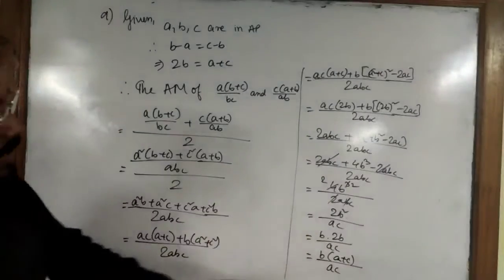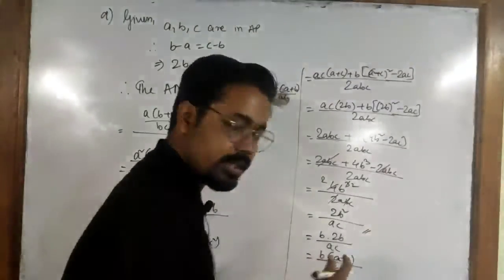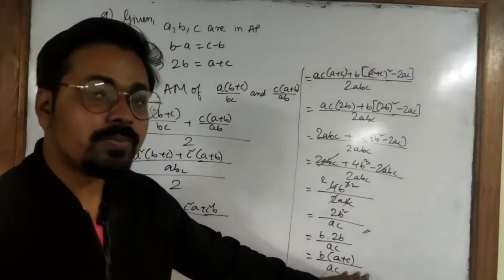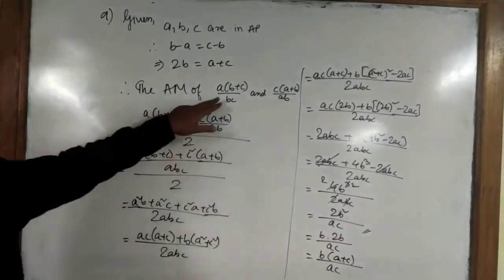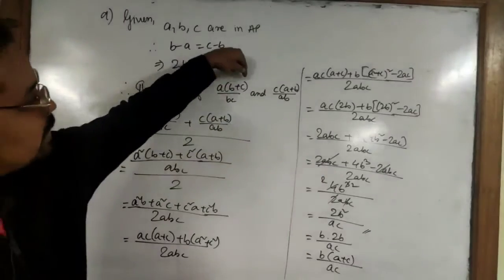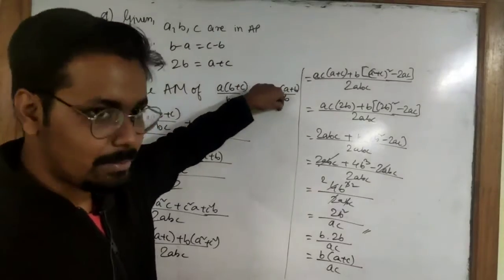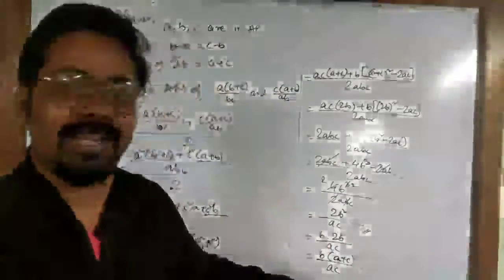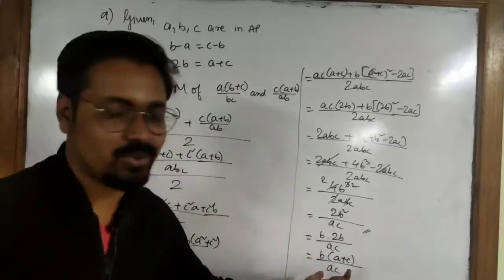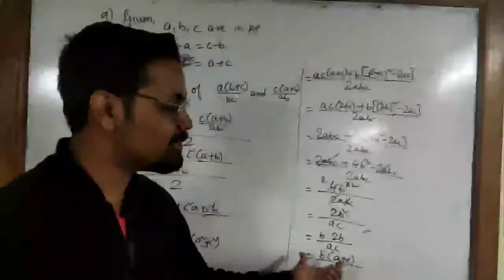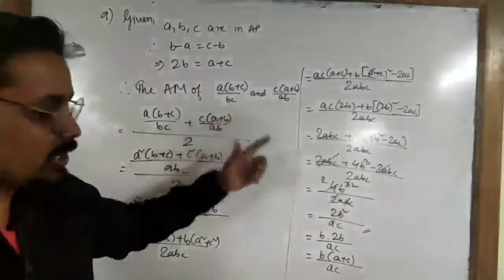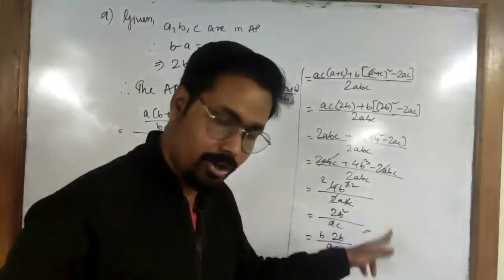Now why have I done this? Even if I had kept it up to here, it would have been correct. I did this just to put it in a sequence with what is given. See, it is A into B plus C by BC, C into A plus B by AB, B into A plus C by AC. So now it makes more sense. It looks better, it comes in like a symmetry to what is given. That's why I did this. Even if you keep it up to here, it will be correct.